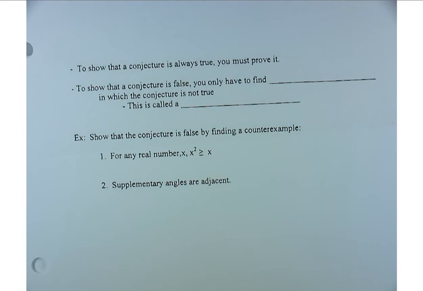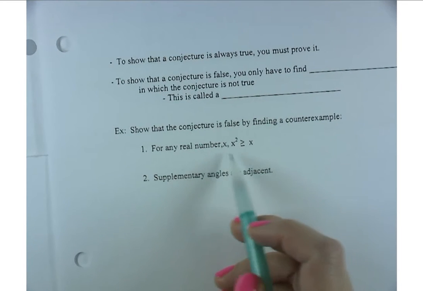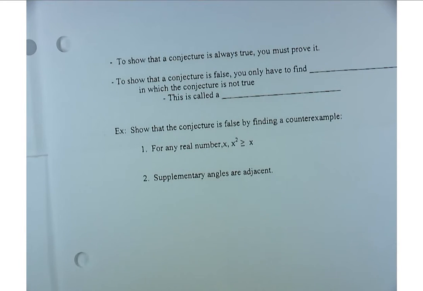When I'm trying to find a counterexample, I try to pick a positive number, 0, and a negative number, because usually it's something in one of those 3 categories. Okay, so I'm just going to write some work down on the side. For any real number x, x squared is greater than or equal to x. Let's pick a positive number. Why don't you guys throw one out? Yeah. 1. Okay, so let's do 1.